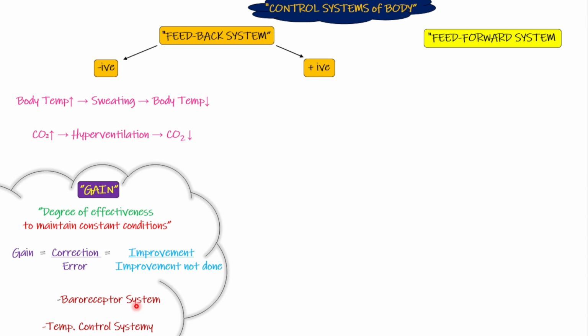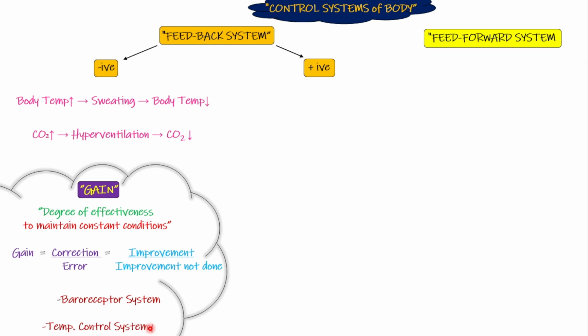But the body is unable to bring it back down to 120. It will bring it closer to 120. No feedback system is 100%, but some feedback systems have huge gain and some have less gain. So what do you think? Which system, baroreceptor system or temperature control system, has the greater gain? The temperature control system works extremely effectively. It has extremely high gain.